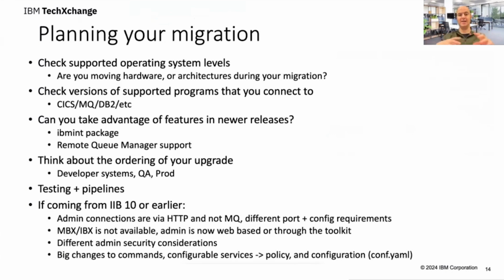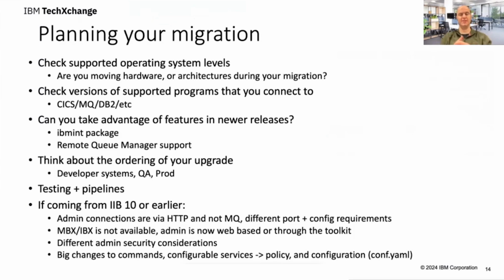Then you might want to think about, okay, what about the supported versions of what I connect to? So I'm connecting to CICS, I'm connecting to Oracle. Are those versions of those services up to date? Can I still talk to them from version 13? If the answer is no, then you probably want to plan migrations for those supporting services before you start upgrading ACE.